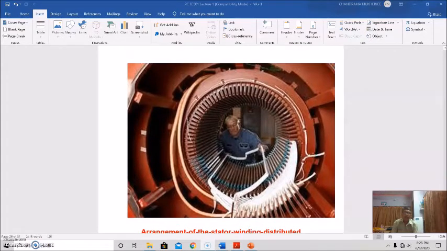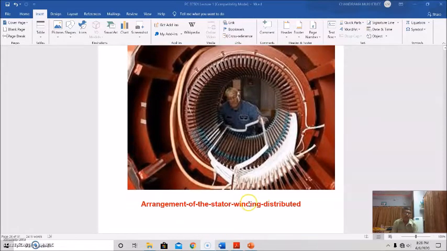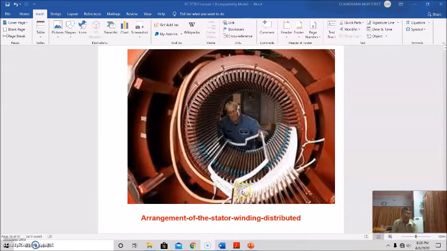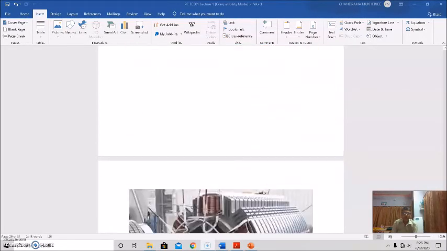Now we'll show you some pictorial view. This is the armature of the stator winding for the distributed one. This is the armature, this is the slot, this is the armature coil, this is the phase. If this is the forward conductor, this is the return conductor. In this way, this is the coil span. So this is for the distributed stator winding.